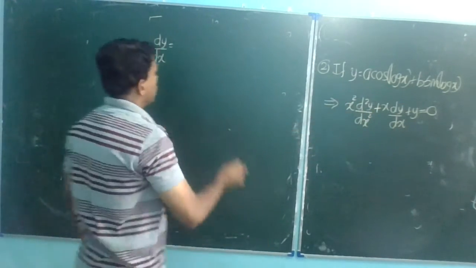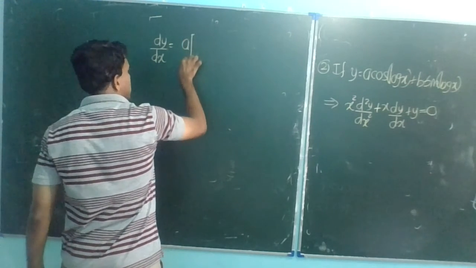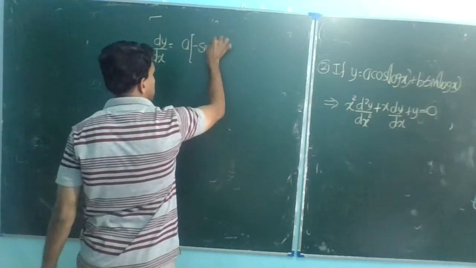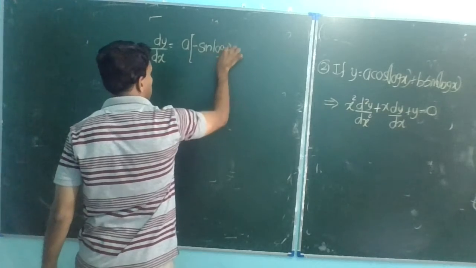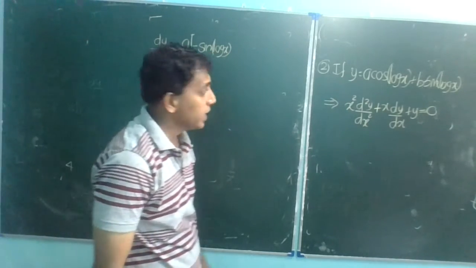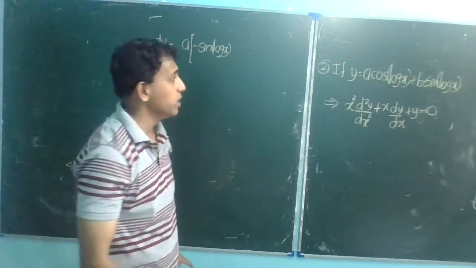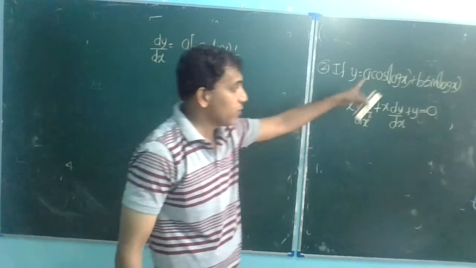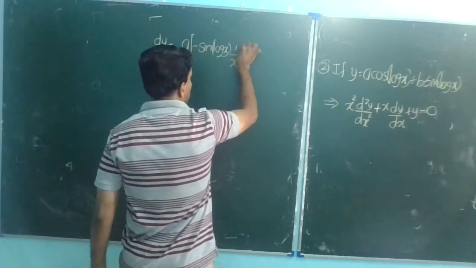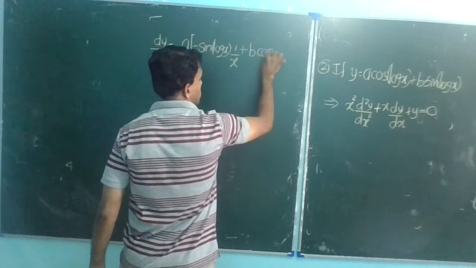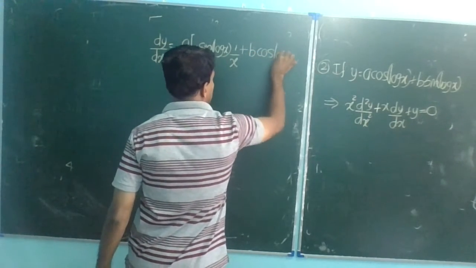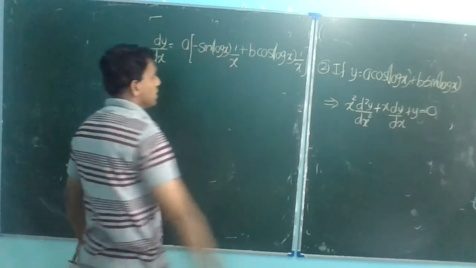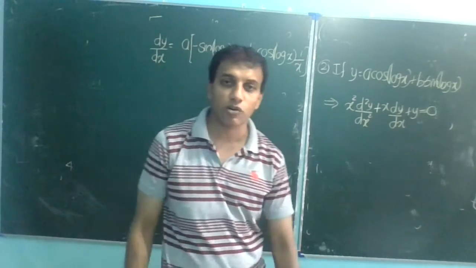A into, therefore a into, what is cos differentiation? Minus sine log x. Cos theta differentiation minus sine theta. Here inside log x differentiation 1 over x, right? The other one positive b sine, that is b into sine differentiation cos, that is log x, right? Here inner function log x differentiation 1 over x. This is first time derivative, first differential coefficient.